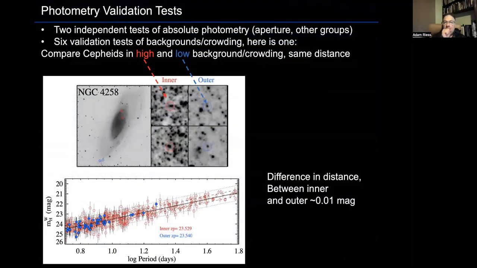They're all quite consistent. We also do various validation tests of our photometry, our ability to measure the brightnesses of the Cepheid variables. And so I'm showing you just a couple of those tests, but there are many more in the paper. For example, do we get consistent measurements of Cepheid variables in high density backgrounds versus low density backgrounds where the measurements are easier to make. And so we can compare those within the same galaxy. So I'm showing an example here, and they're very consistent to about 100th of a magnitude. We have many other tests.